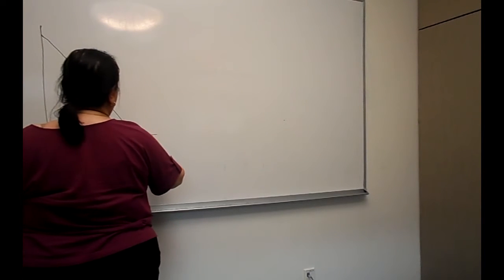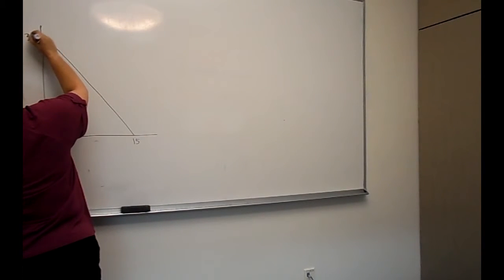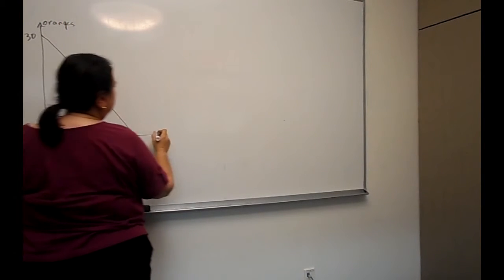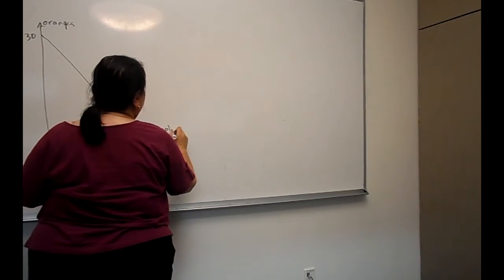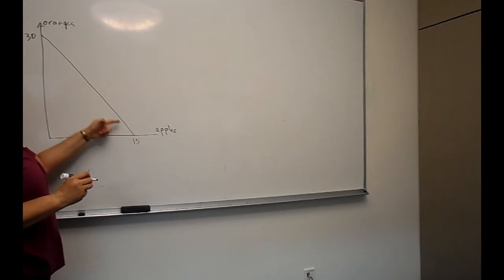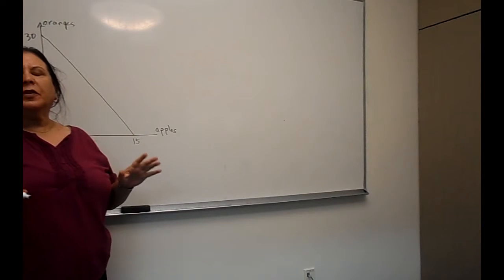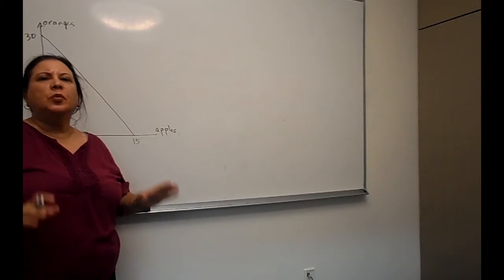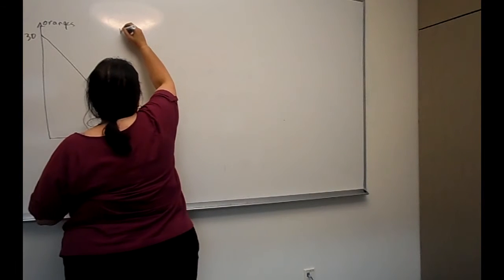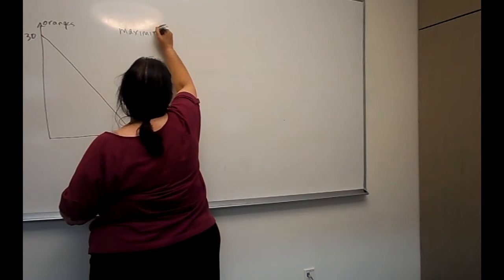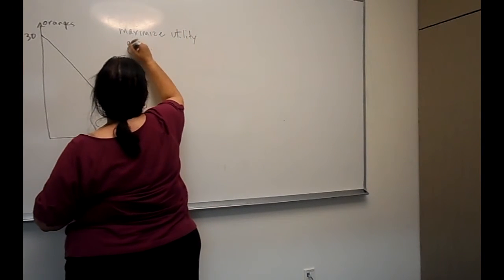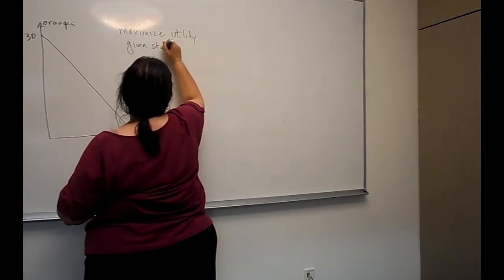This is the budget line. We assume that of all these points on the budget line, the one the consumer is going to choose is the one that maximizes your utility. So you're going to maximize utility given you stay on the budget line.